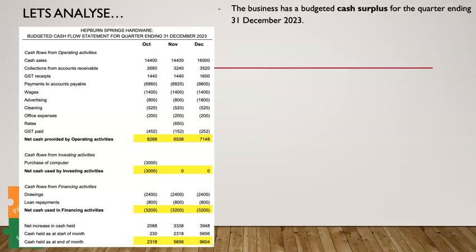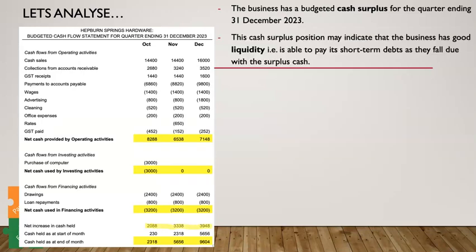Let's do this though. If you look at this, you can see the business has a budgeted cash surplus for the quarter ending 31 December. It has budgeted a net increase each month. It has more cash coming in than out. This may indicate the business has good liquidity. It is able to pay its short-term debts as they fall due with all this extra cash. So we're not too worried.